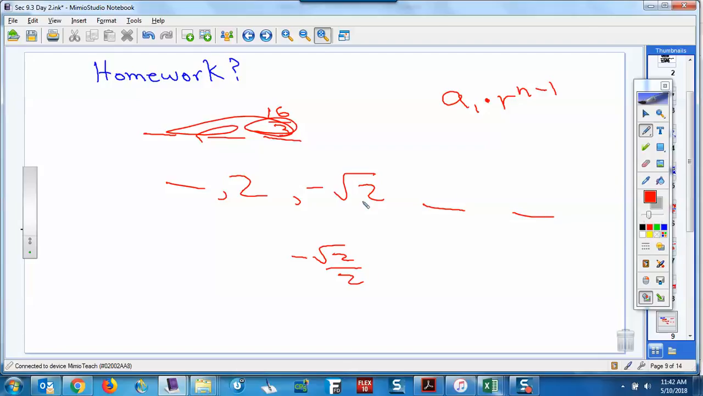We got to multiply by that twice. So we just take negative root 2 times this. Okay, negative root 2 times that would be 2 over 2, that'd be 1. And then we would take that times negative root 2 over 2. And there'd be your fifth term.